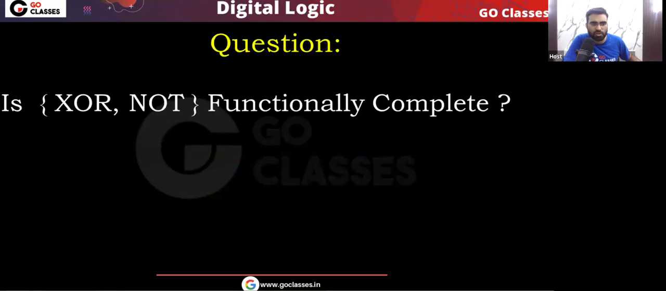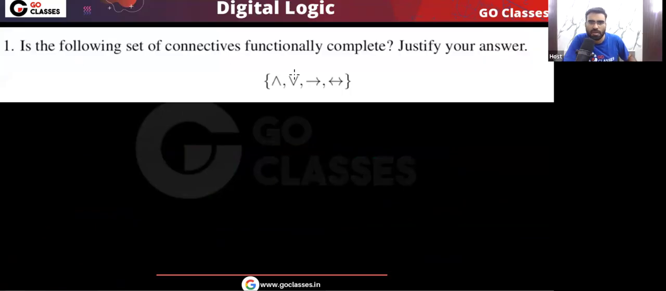Now let me ask you this question. Is the following set of connectives functionally complete? These four connectives, four operations, are given to you. Is this functionally complete?